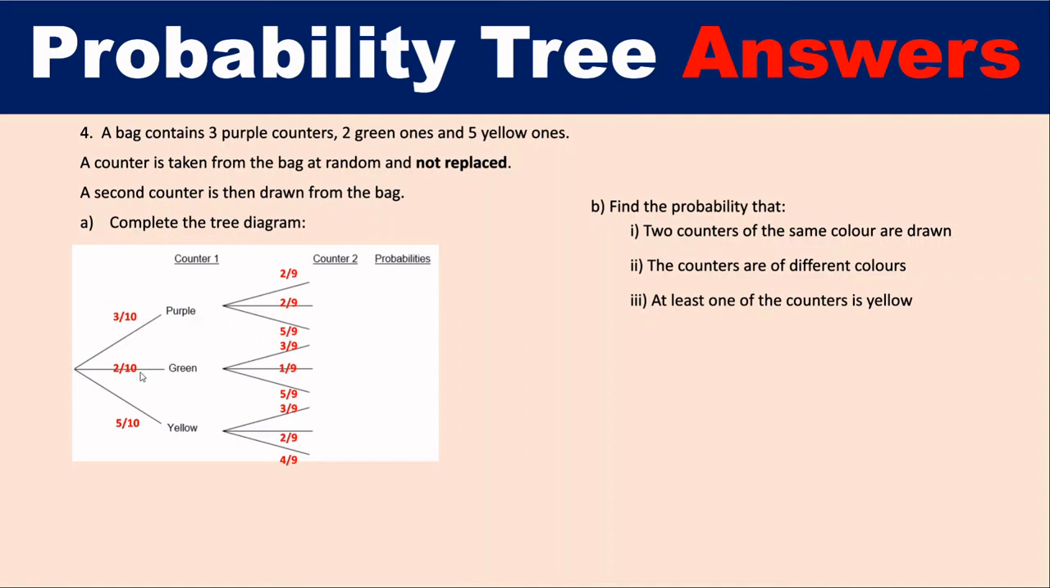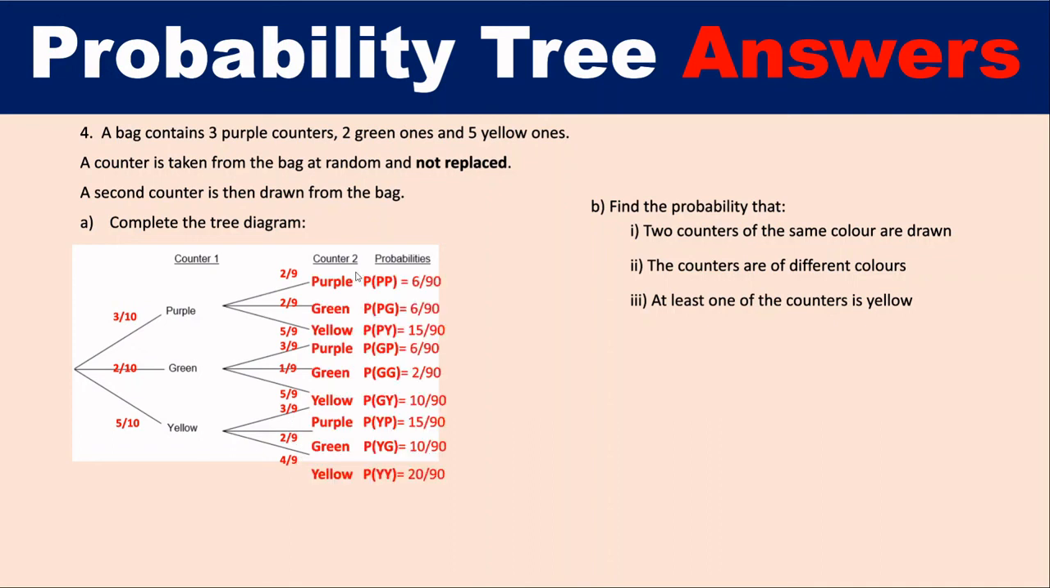If I took out a green, there would still be 3 purples, but out of 9, but only 1 green out of 9, and 5 yellows out of 9. Again, add that set of probabilities together on those branches, and that makes 9 out of 9. And the same thing for the yellows. If I took out one of these 5 yellows, there would be 4 yellows left out of 9. The number of purples and the number of greens hasn't changed, but the total has changed.